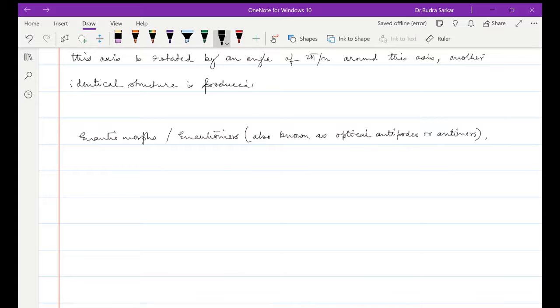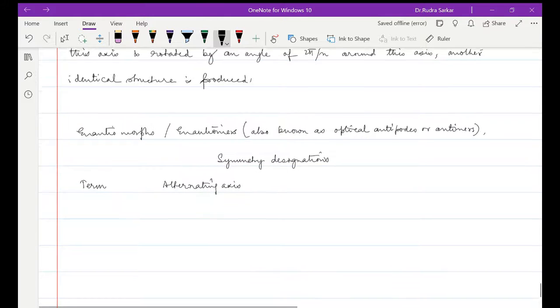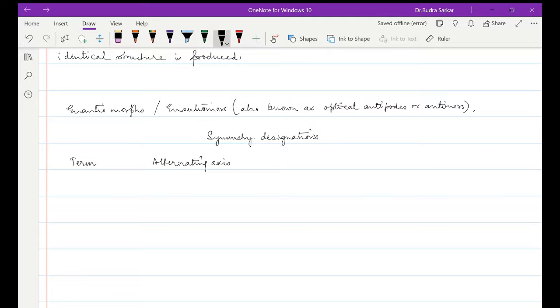Now, I'm going to summarize some symmetry designations over here. Let's know what terms we will study, what things are present. You might get an assertion-reason question from here, that is, statement based questions. And let's say optical activity.